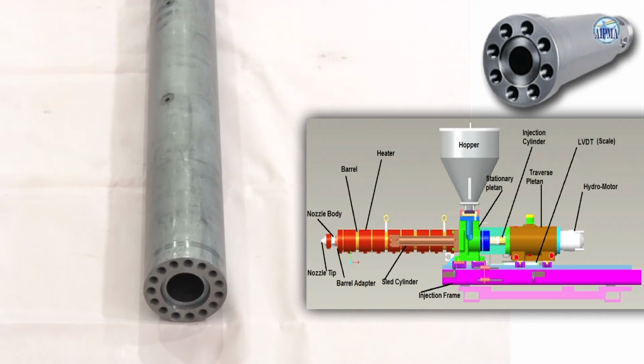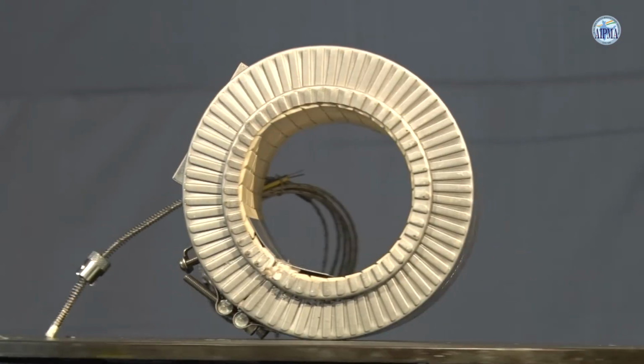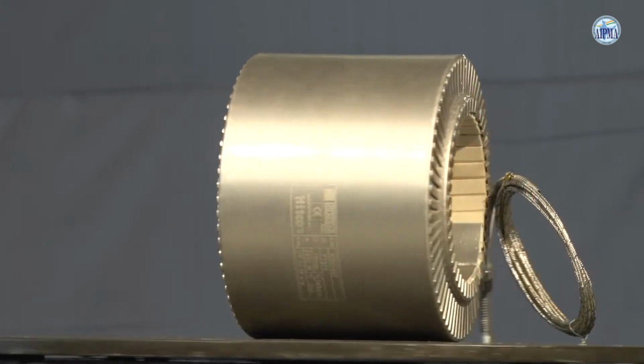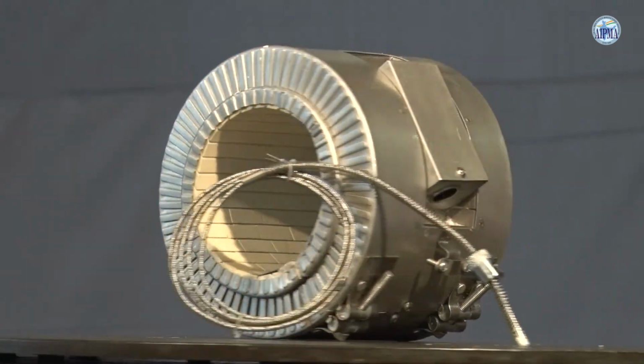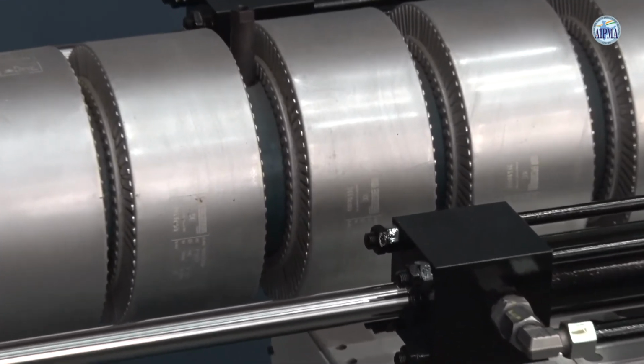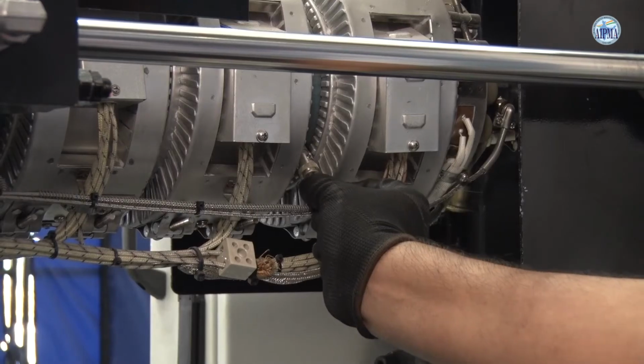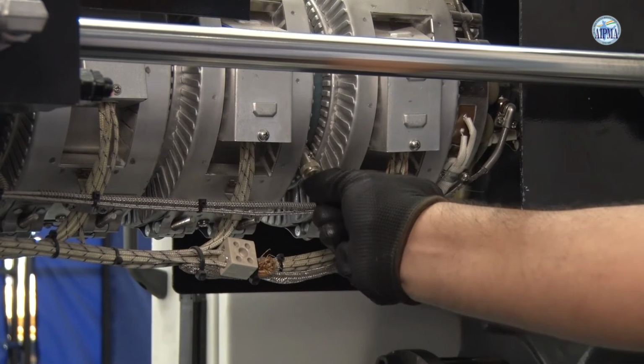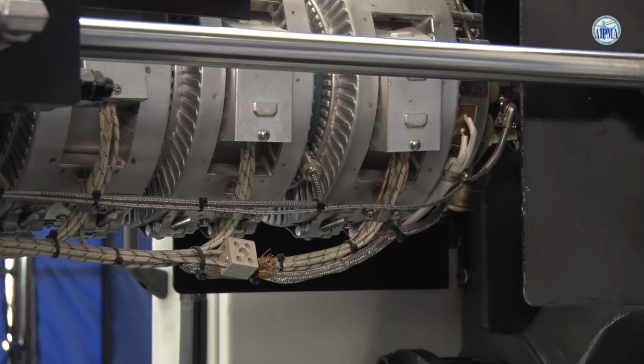Barrel. The barrel houses the injection screw. Barrel stores the melted material until it is injected into the mold. Heaters and thermocouples. Ceramic band heaters are fitted on the barrel, which provide the heating to the plastic materials being conveyed by the screw. The actual temperature of the barrel is sensed by the thermocouples fitted on the barrel.